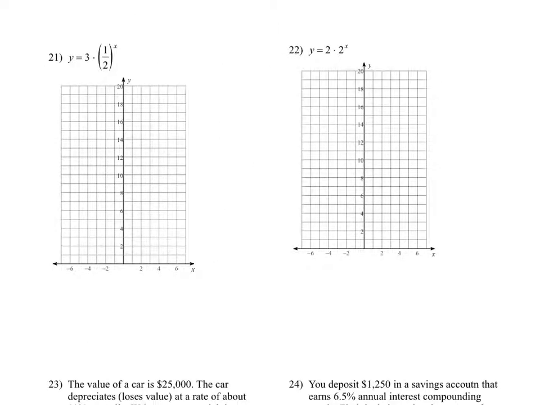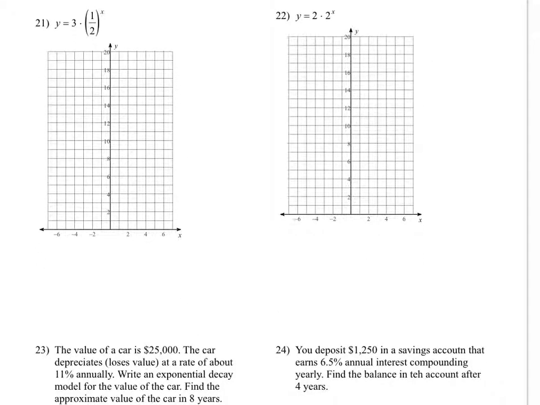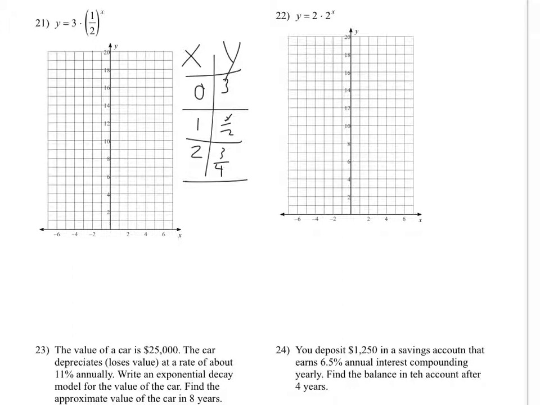All right, so let's do number 21 here. Okay, so let's think about this, making the graph. Excuse me. Let's go to the pen. If I plug in a 0, I'm going to get 1/2 to the 0 power, which is 1 times 3 is 3. And if I plug in a 1, I get 1/2 times 3 is 3/2. If I plug in a 2, I'm going to get 1/2 to the 2nd, which is 1/4, so I get 3/4.